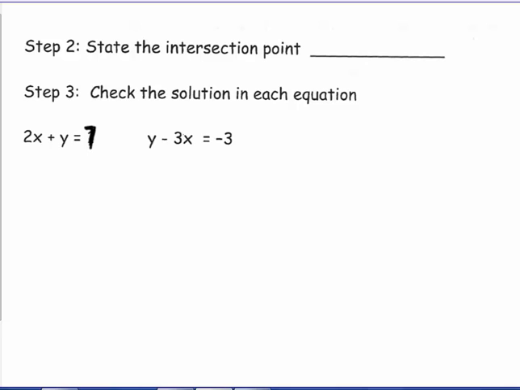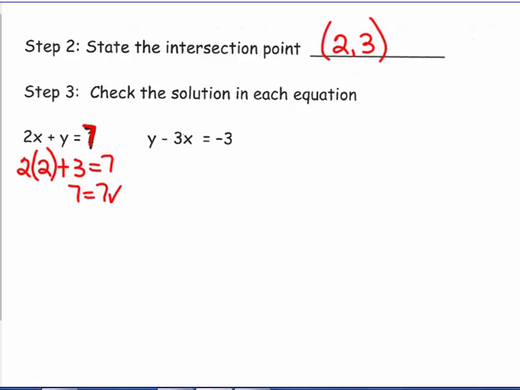There we go. So the intersection point is (2, 3), I believe. So I'm going to check it in both given original equations, and I believe this might be wrong on your paper, so make sure it says 2x plus y equals 7. 2 times 2, the x point, and the y point of 3. So you get 4 plus 3 is 7.